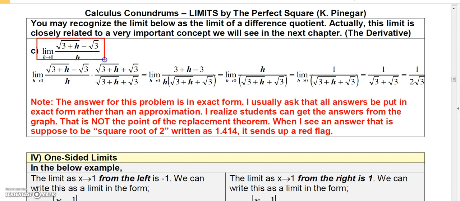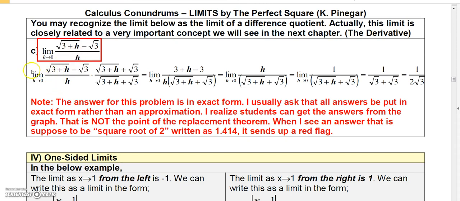Okay? When you start talking about derivatives, you're going to see a limit very similar to this, where you take the limit of a difference quotient. So I'm going to go ahead and evaluate this limit next, so you can be prepared when you get into derivatives. So again, if you let h be 0, you get square root of 3 minus square root of 3, which is 0 in the numerator, and you'll also get 0 in the denominator. So we get that indeterminate form.